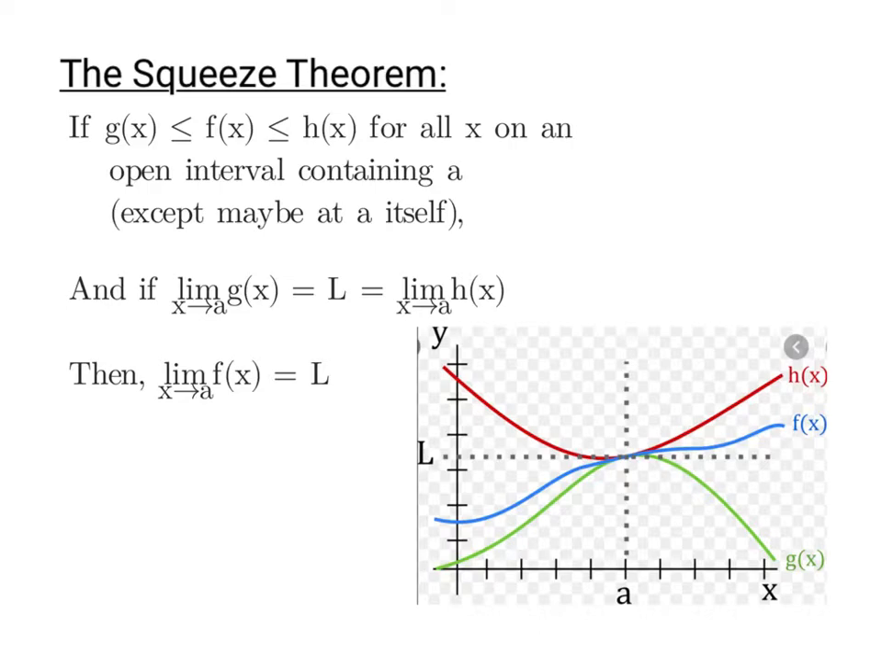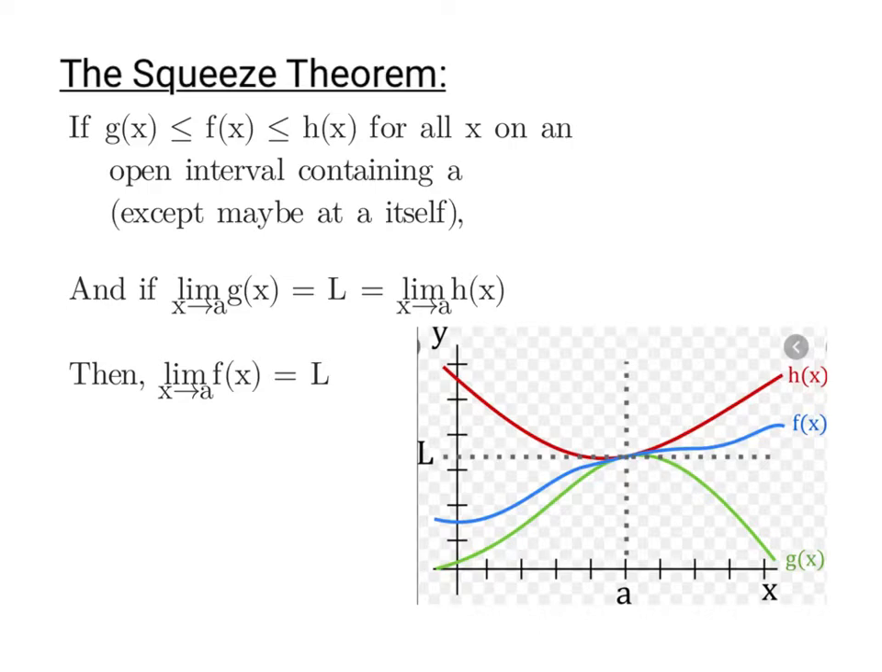But the squeeze theorem says that if f of x is in between g of x and h of x for all x on an open interval containing a, except maybe at a itself, then if the limit as x approaches a of g of x and h of x are both L, then so is the limit of f as x approaches a. Now that's a lot. So let's kind of look over this picture and go over the theorem piece by piece.